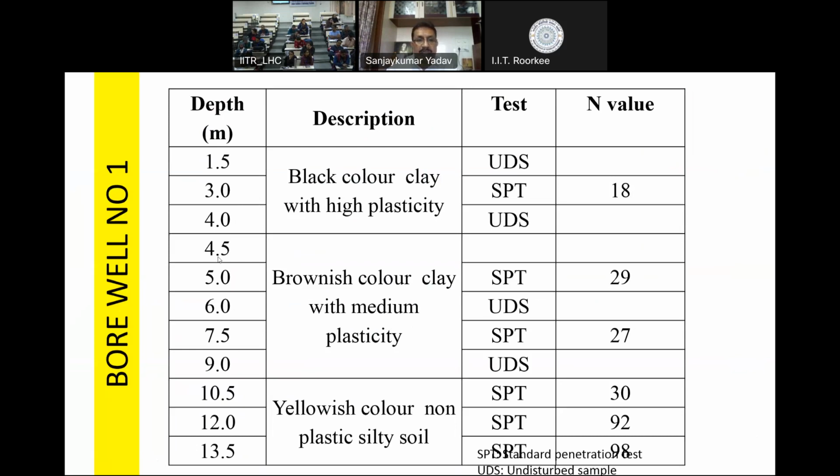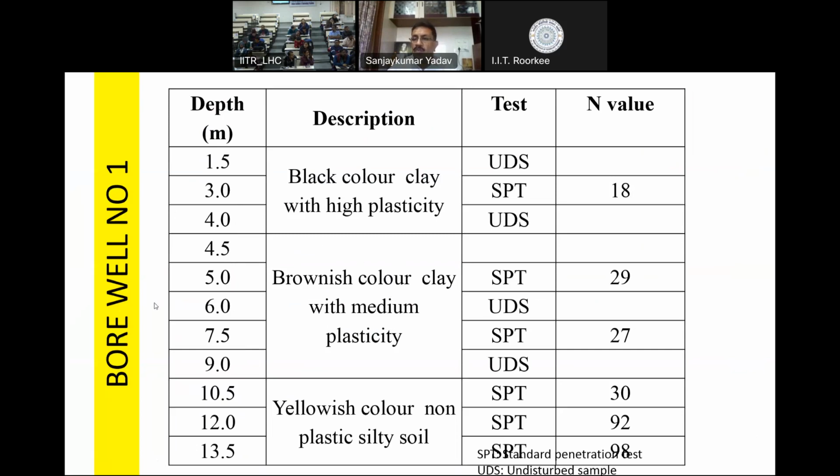For that purpose, the 4.5 to 9 meter layer, wherein brownish color clay with medium plasticity is available, is found suitable. Hence, in the proposed recharge pond, if we construct a recharge shaft up to the depth of 7.5 meter, it is sufficient to drain water into the groundwater. So that has been identified from which test?